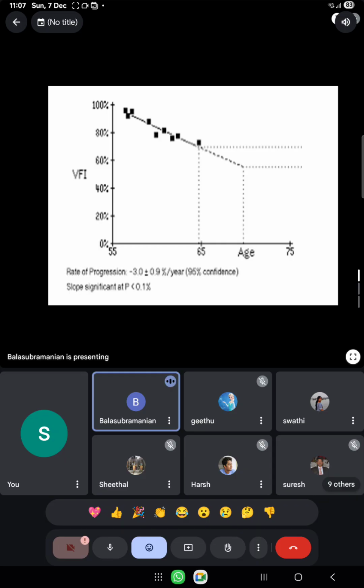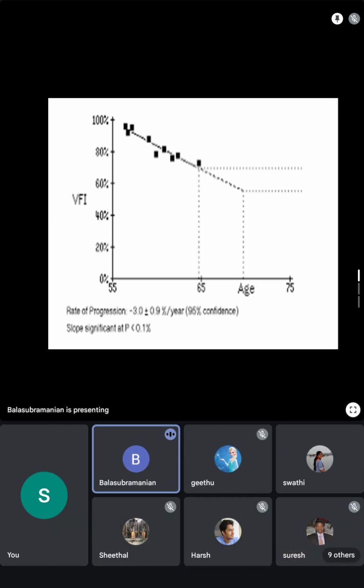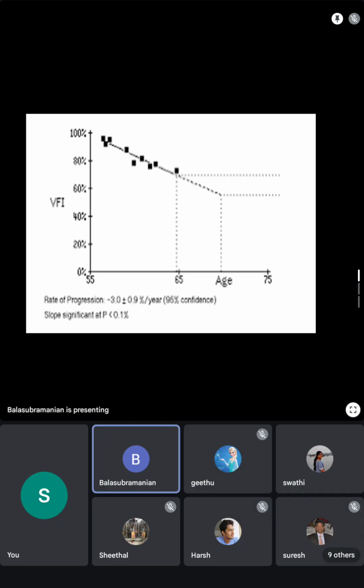You have the rate of progression there itself, minus 3% per year. Just now somebody told me the normal is around 0.8 to 0.9, isn't it? So it is more than 3 times the normal expected age-related decline. And the statistical correlation is also given, showing that it is a significant one.